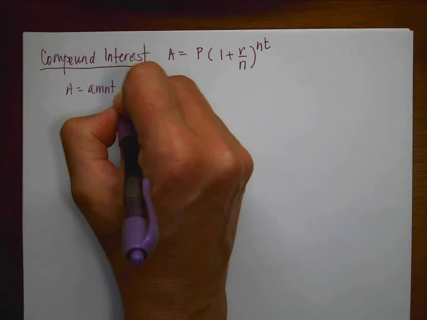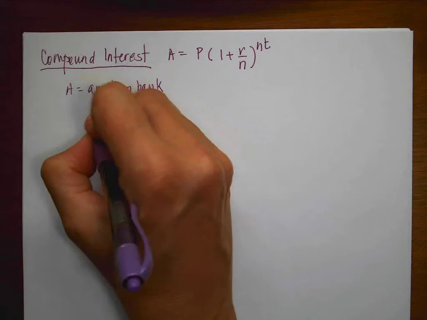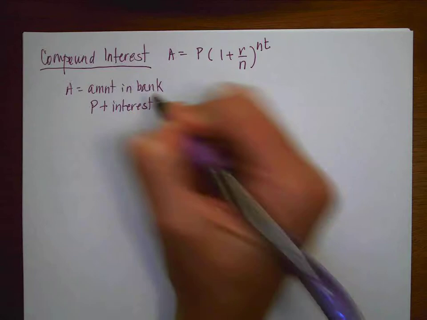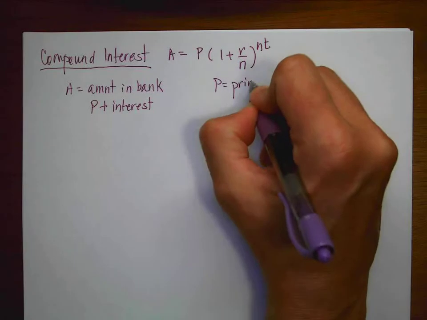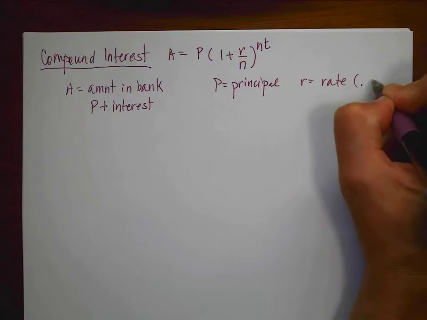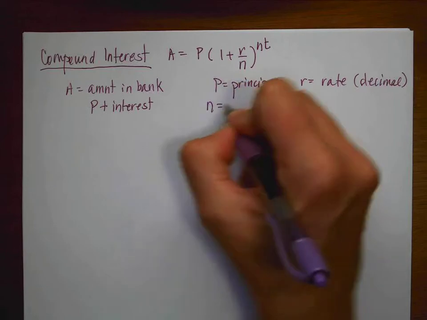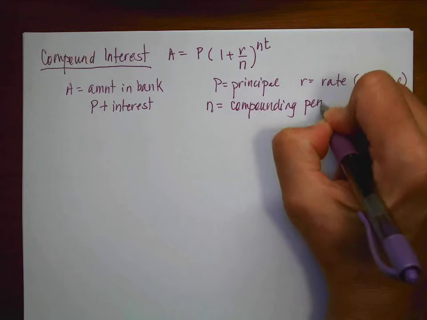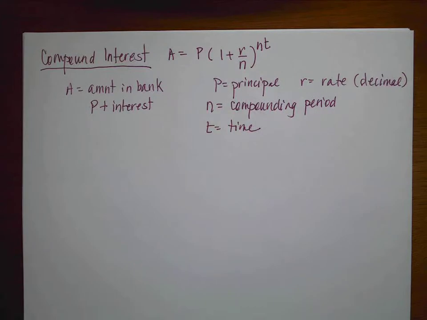A, I call it, is the amount in the bank, or it's how much you owe. It is the principal plus the interest that you have paid in a period of time. P is always going to be principal when we're talking about money. R is the rate, and again, it's always going to be as a decimal. N is the compounding period, and then T is equal to time.